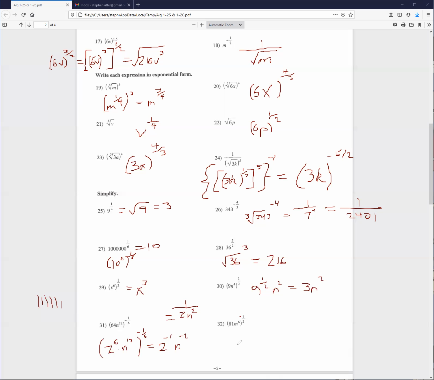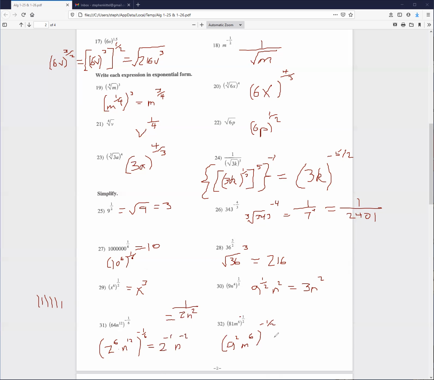Well, we're going to say that 81, we have to do a 1/2 power. So let's remember that this is a square root. So I'm going to write this as 9 squared, m to the 6th, to the negative 1/2. If we had chosen to, we could have also written this as 3 to the 4th. So if it had been like a 1/4 power, I would have gone with that version.